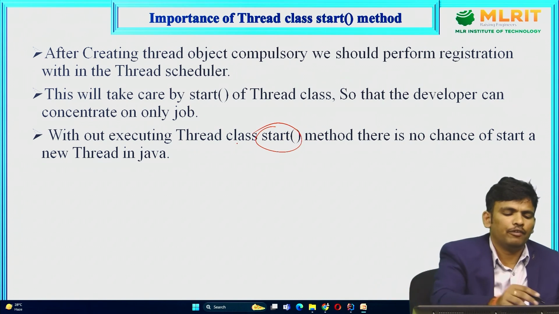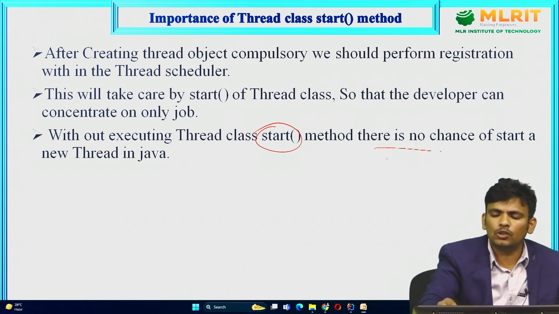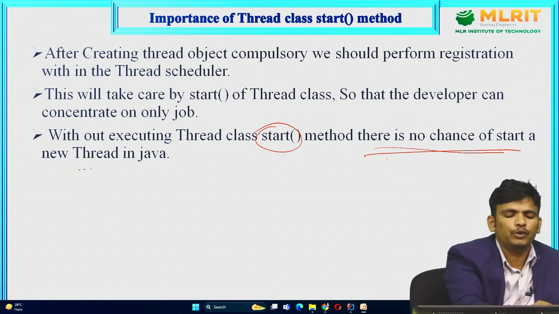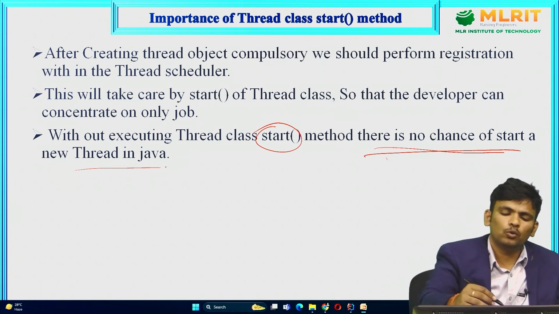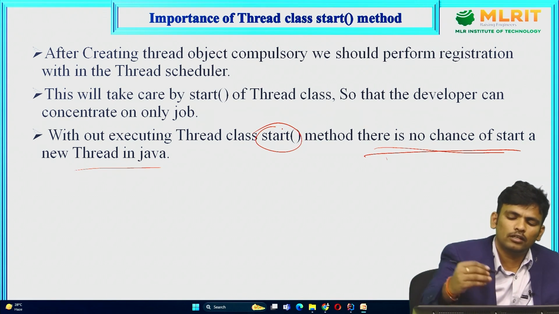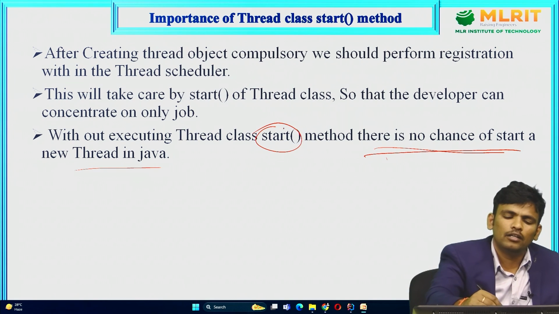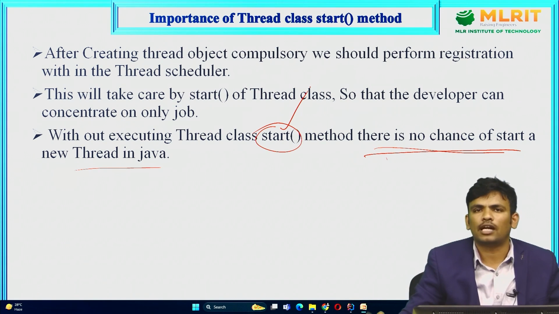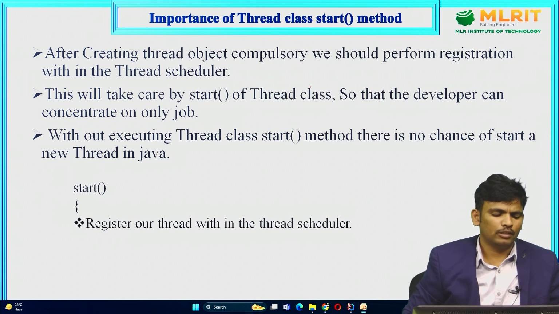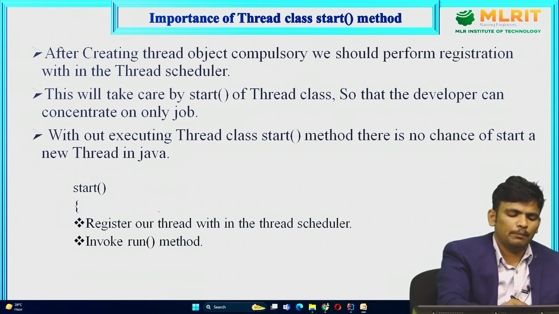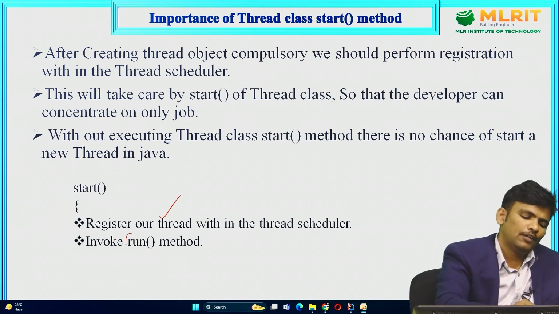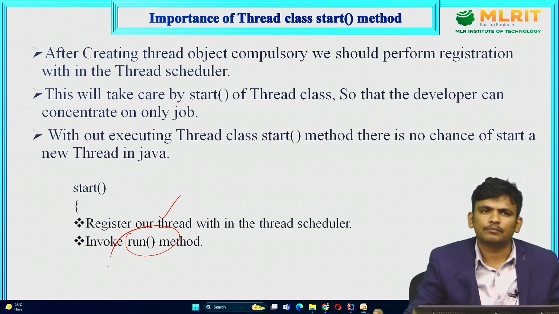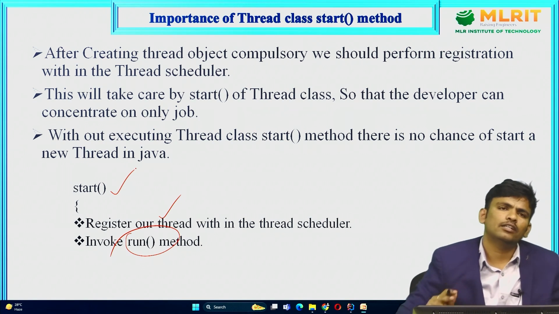Without the start method, there is no chance of starting a new thread in Java. The only way to start a new thread is to use the start method. So if you observe the start method, first it will register the thread in the thread scheduler or thread pool, and then it will invoke the run method automatically. These are the responsibilities of the start method.